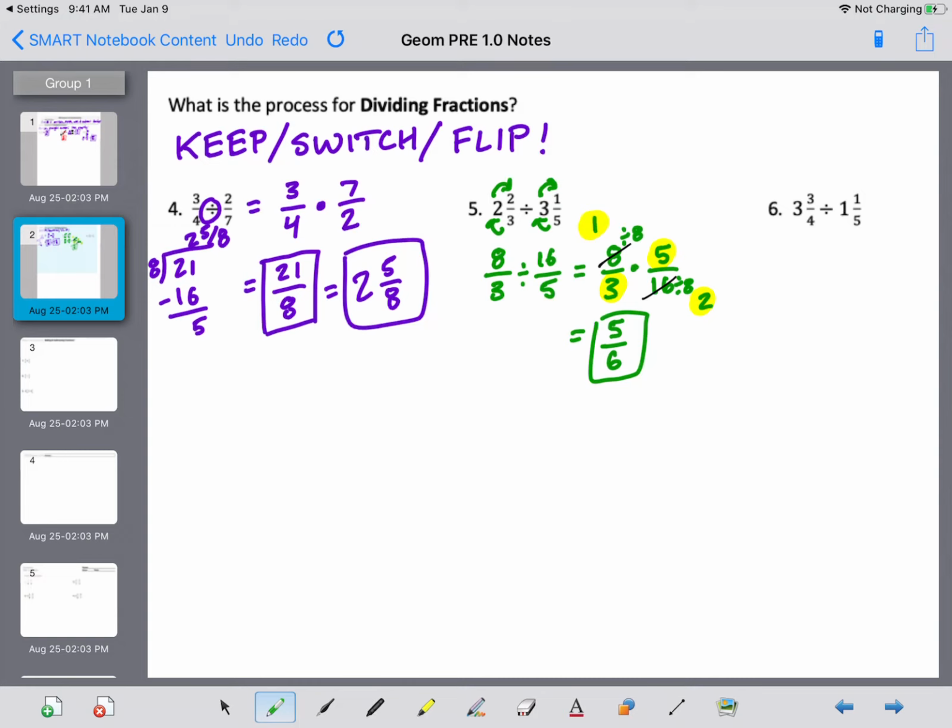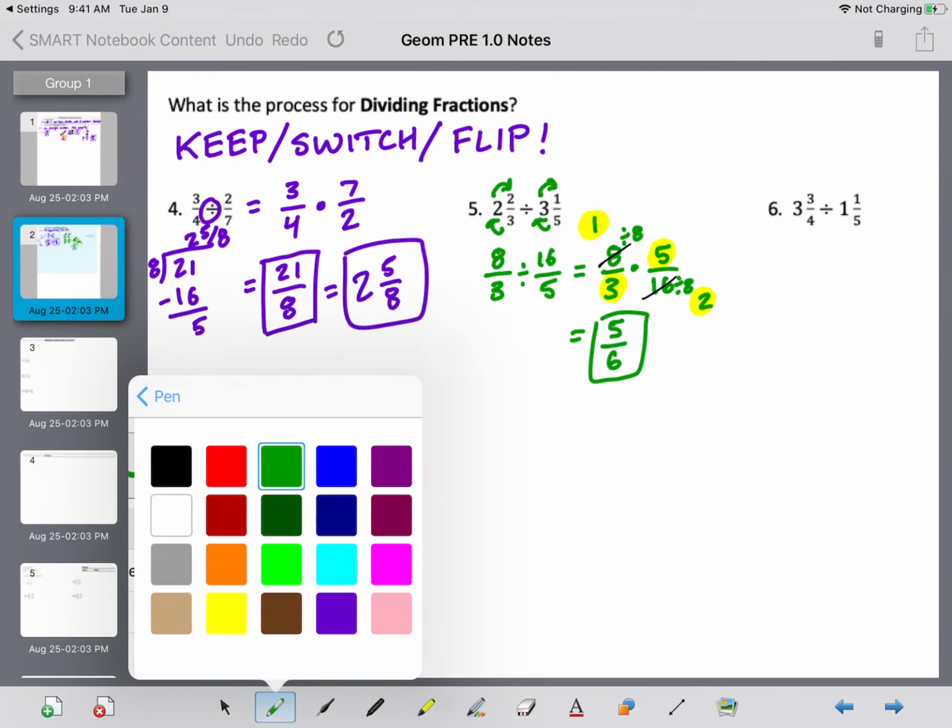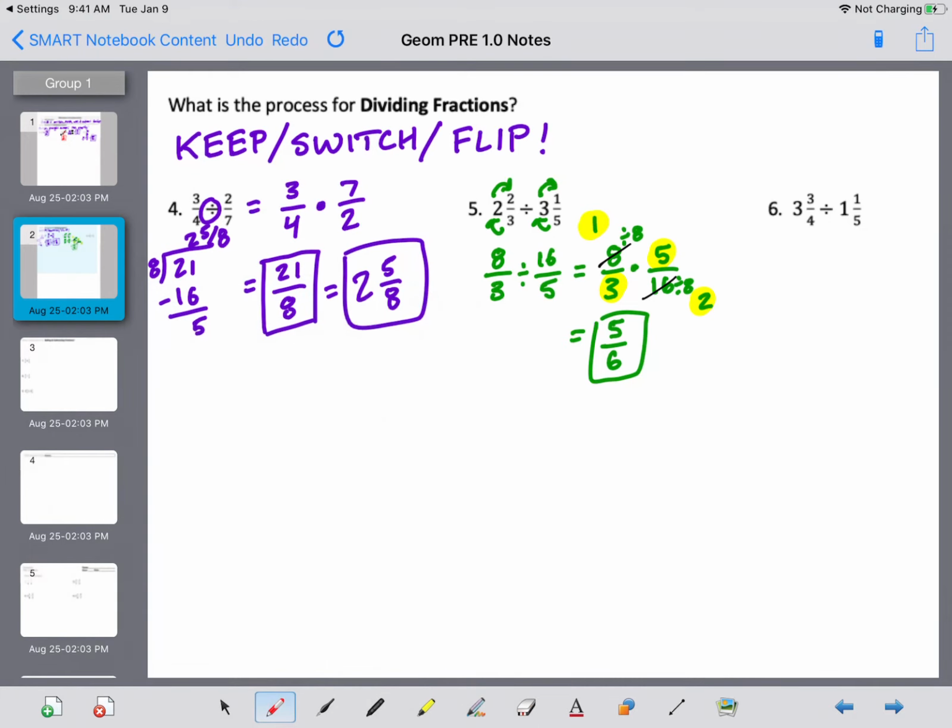All right, and the last one in this section. Again, we need to change these into improper fractions. 4 times 3 is 12, plus 3 is 15 over 4, divided by 5 times 1 is 5, plus 1 is 6 over 5. And now we can keep, switch, flip. So now we have 15 over 4 times 5 over 6.